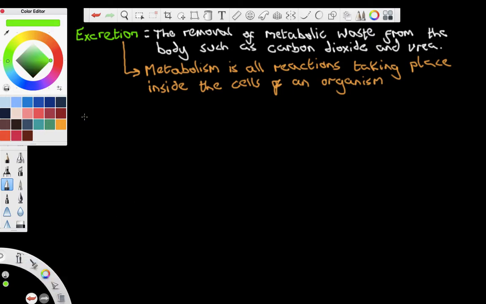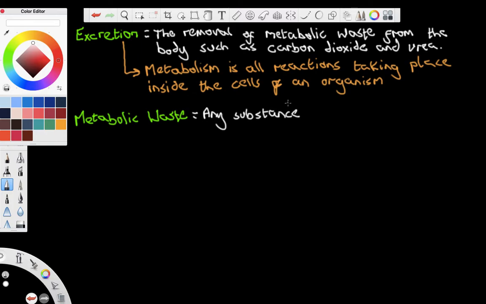We can now define what metabolic waste is. So, metabolic waste can be defined as any substance produced in excess by cells and is not used.